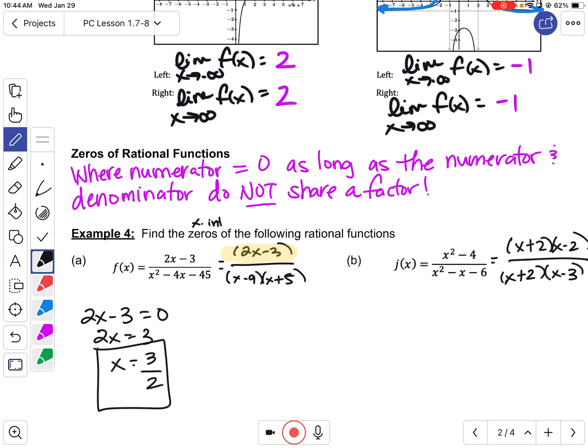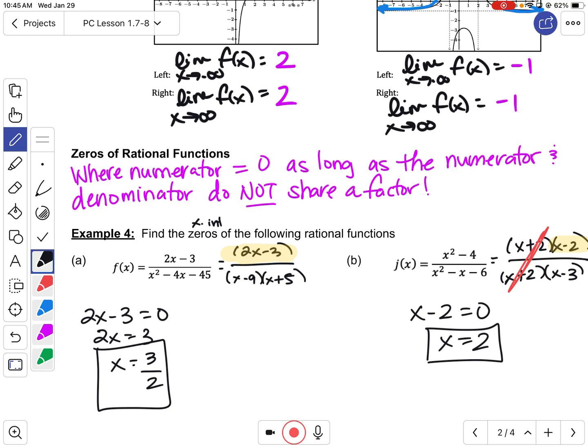Okay. Do they share a factor, numerator, denominator? Yep, so I'm gonna mark that one out and not worry about it. I can't consider that for a 0 because it matches from top to bottom, okay? It's something special in the graph, but we're not ready to talk about that yet, okay? So the only thing we're gonna consider are those non-repeated factors that are in the numerator, okay? So my only 0, x minus 2 equals 0, so my x-intercept is at positive 2.